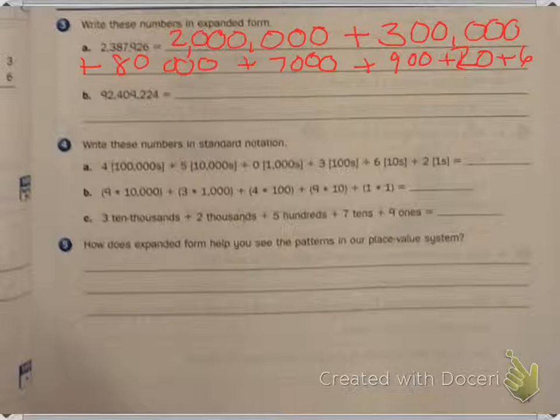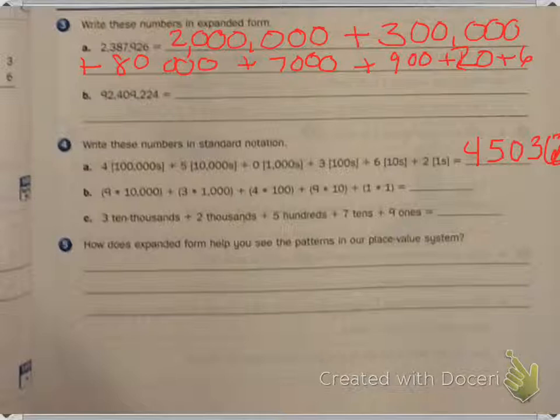Number 4 says write these numbers in standard notation. This is sort of something we went through. If you need help reading, have someone read at home. Let's do A together. So I have 4, then 5, then 0, 1,000. So I put a 0 in the thousand spot. 3, 6, 2. My 2 got a little cut off there, but it is there, a 2. You try the rest. Answer number 5 on your own.